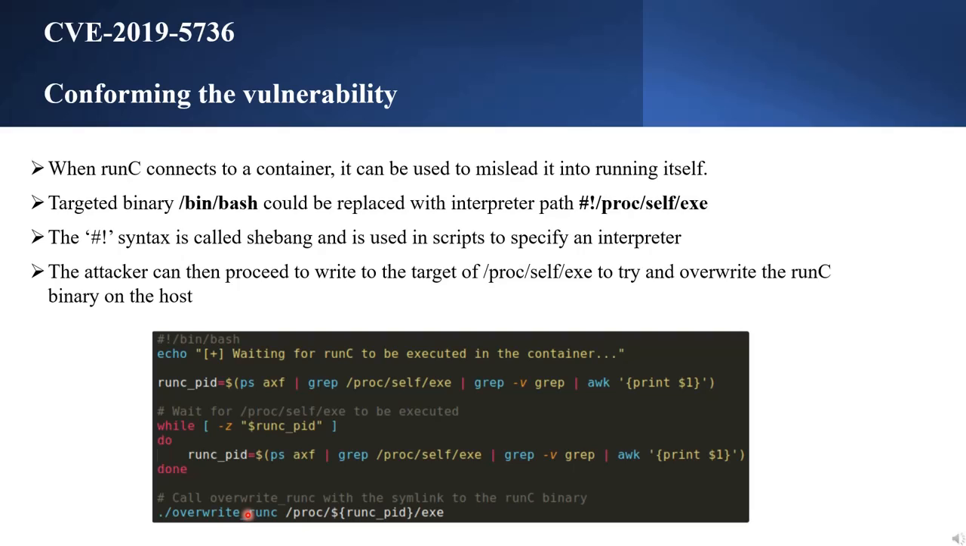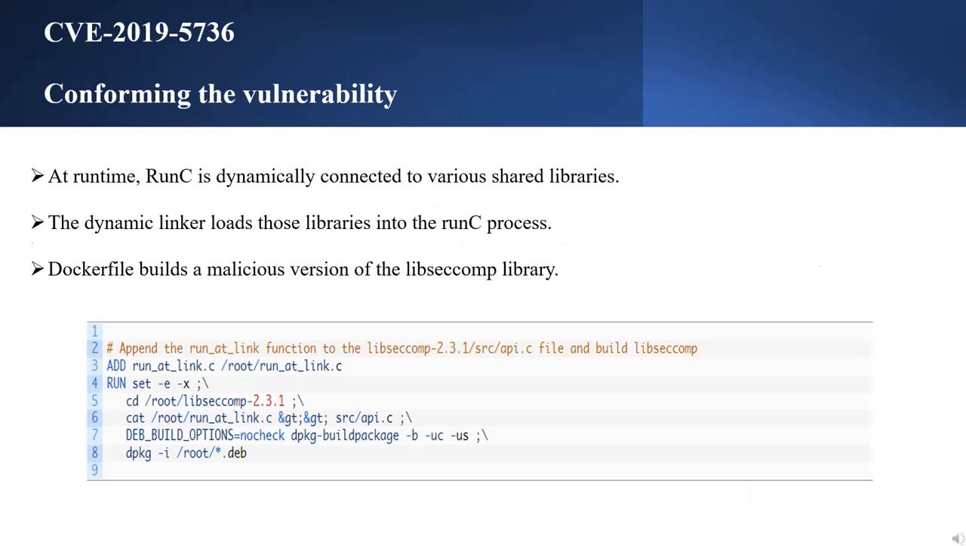So as you can see in the code, the attacker can then proceed to write to the target of /proc/self/exe and try to overwrite the runc binary on the host. When the runc process is executed in the container, those libraries are loaded into the runc process by the dynamic linker, and it is possible to substitute one of those libraries with a malicious version, and that will overwrite the runc binary upon being loaded into the runc process.